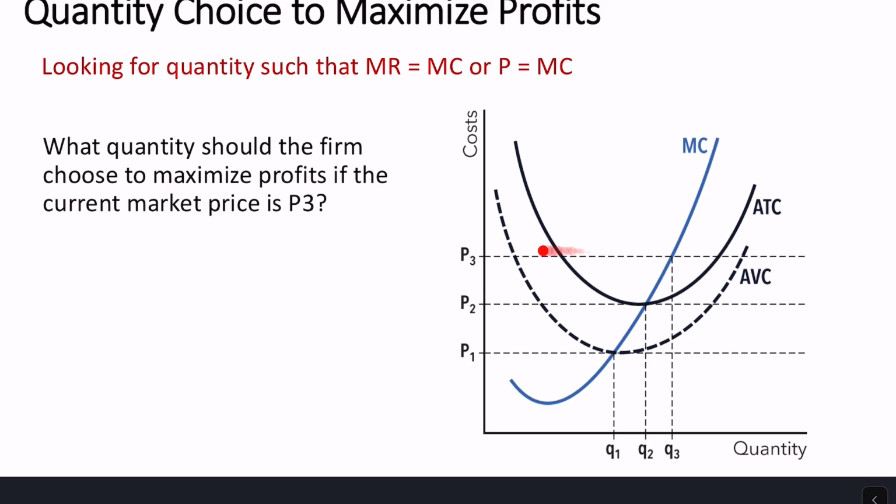All right, so P3 is our price line. This is our marginal revenue. We want to keep on producing quantity until that price hits that marginal cost curve, and then we want to come down to get our quantity. So the profit maximizing quantity choice here at a price of P3 will be a quantity Q3.